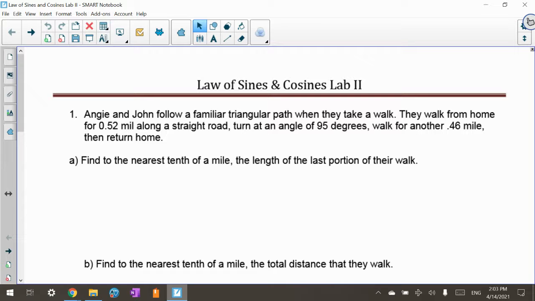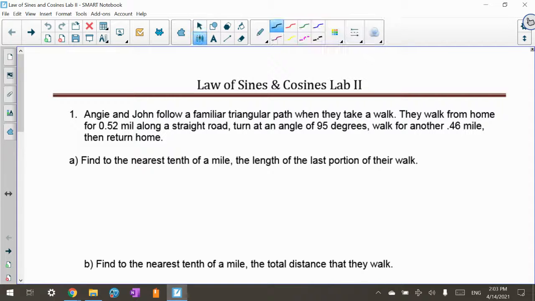So this first one is Angie and John follow a familiar triangular path when they take a walk. They walk from home for 0.52 miles along a straight road, turn at an angle of 95 degrees, walk for another 0.46 mile, then return home. Find to the nearest tenth of a mile the length of the last portion of their walk.